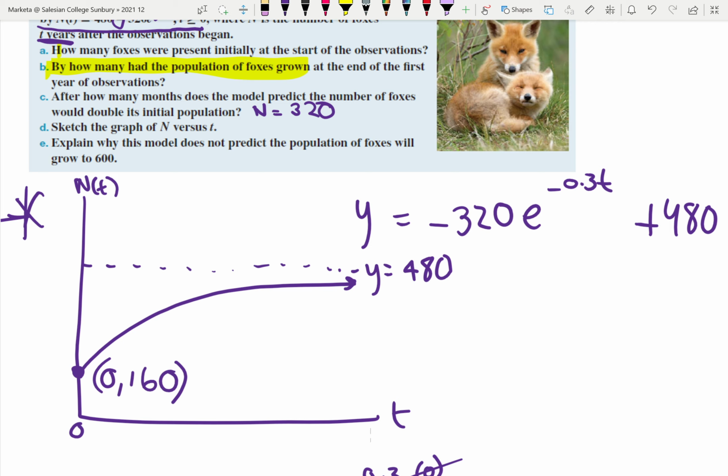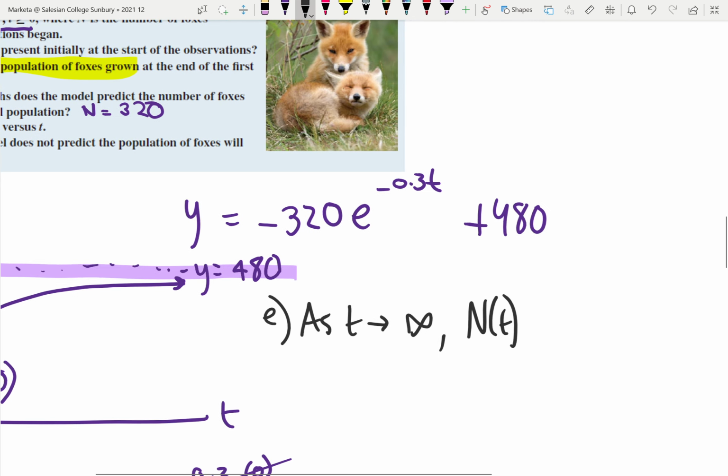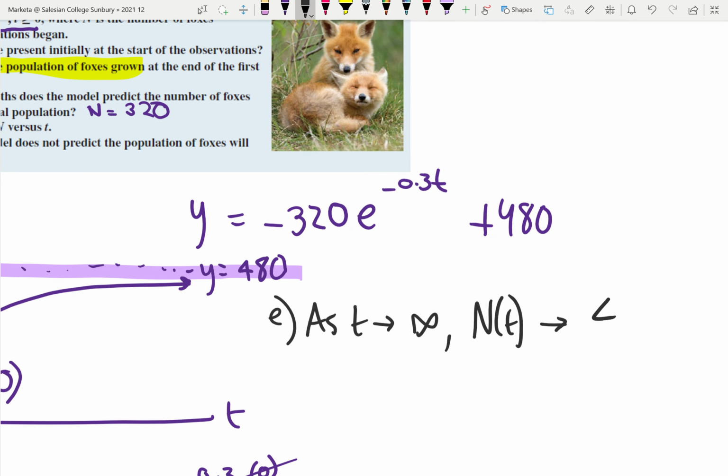Okay, well, we kind of talked about that before. We've got an asymptote here at 480. So if we want to say that mathematically, so this is part E, as t approaches infinity, the number of foxes, or n of t, approaches 480.